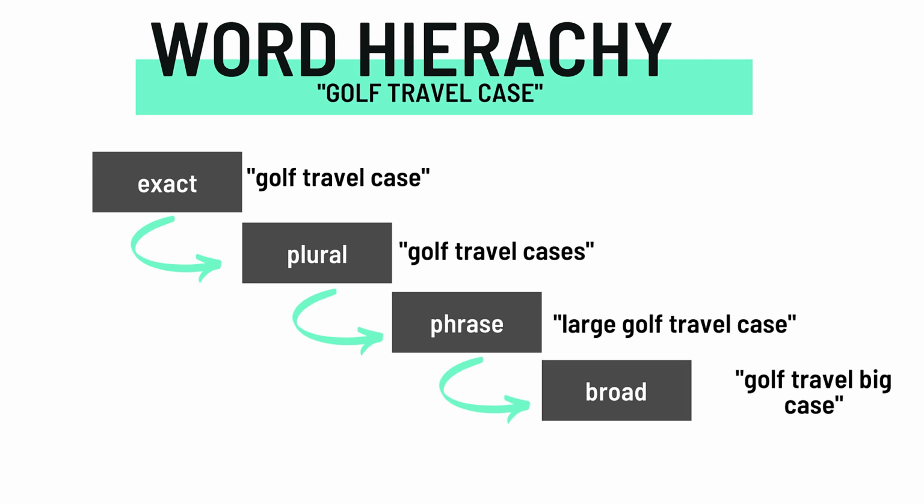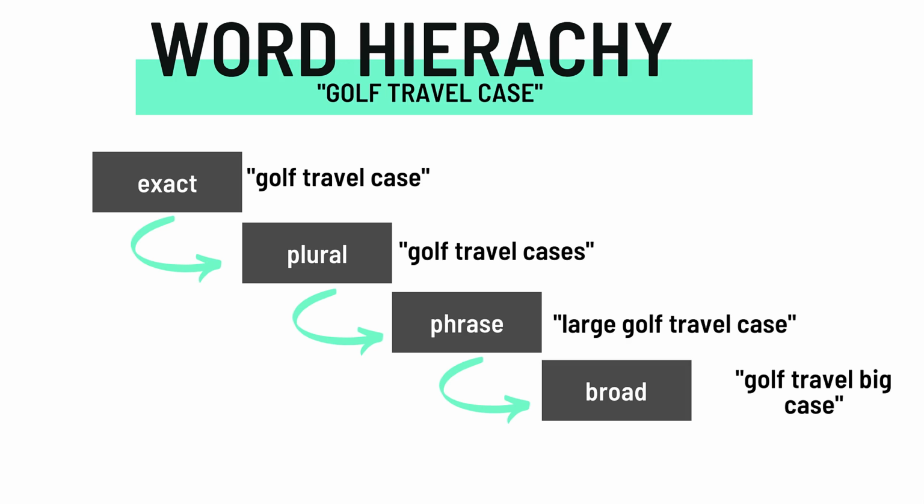Beyond exact, the next best benefit for SEO ranking power is the phrase. So this is literally where golf travel case in this case is still together, but there's either a word in the front or a word in the back of that sequence such that it's not exactly precise as it is in exact. So an example of this could be large golf travel case, or even golf travel case large is another example. So all the words are there in sequence, but there's a word at the front or the end.